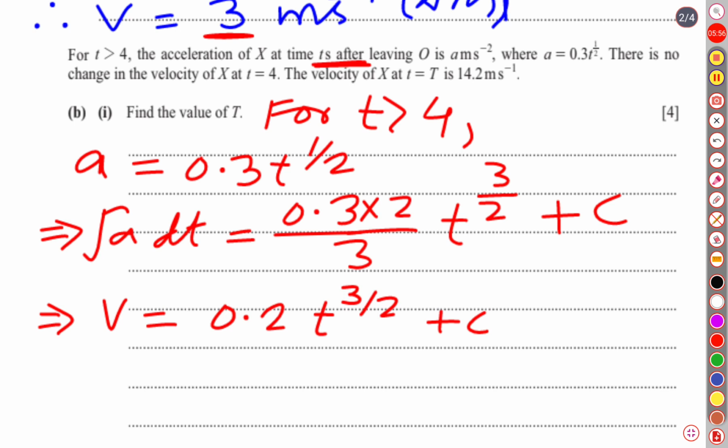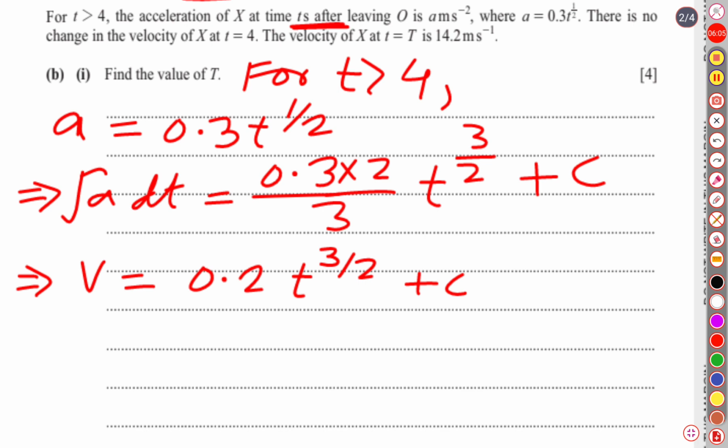This velocity is after 4 seconds, but the starting velocity, the initial velocity, must be written. So in integration, we must not forget to add the initial value. So we will have to write t is equal to 4 when v was 3 meters per second.